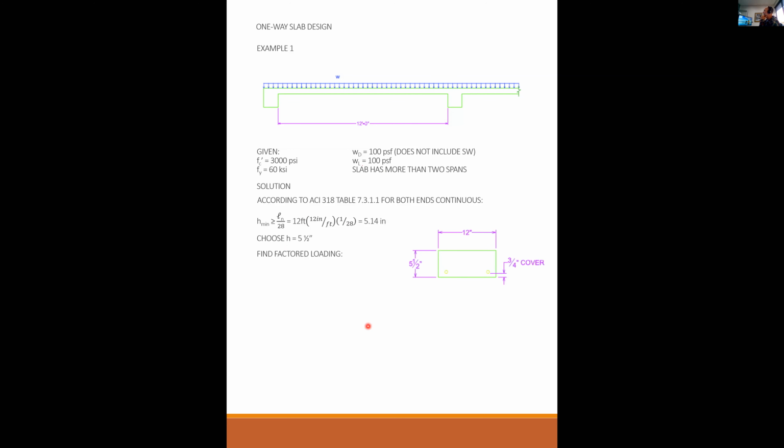For my loading, my slab is 5.5 inches by 12 inches, and I got 3/4 inch cover as we just discussed. So now, as you can see, this is a beam problem. We just took it from a slab problem to now I'm designing a shallow, wide beam. So for my dead load, I have my 100 PSF as given, plus I have 5.5 over 12 times 150 pounds per cubic foot to account for the weight of the concrete itself. That gives me total 169 pounds per square foot for dead load. Live load was given at 100 pounds per square foot.